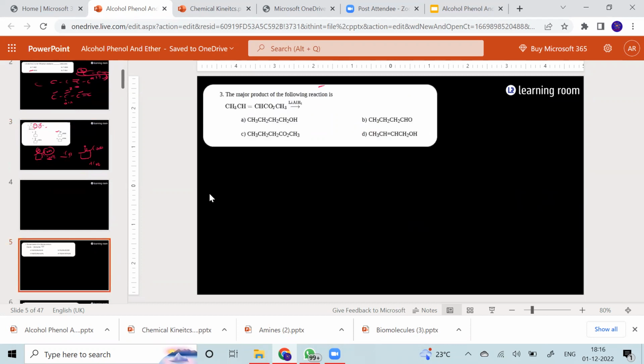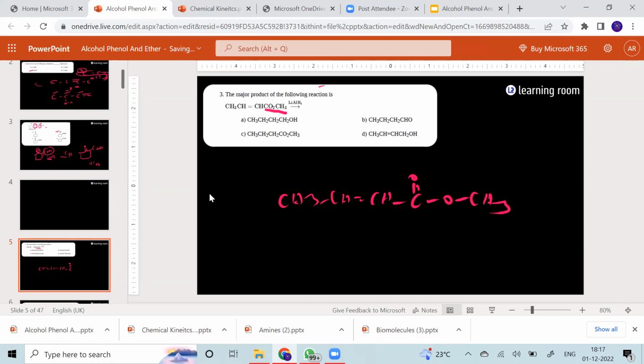The major product of the following reaction is, now we have CH3, CH double bond CH, COOCH3, which means it's an ester, C double bond OCH3. Now if I put LiAlH4, this C=C double bond will not be touched by LiAlH4 as well as NaBH4. They will not reduce those bonds. They'll only reduce your C=O bonds. And esters will be reduced to aldehydes.